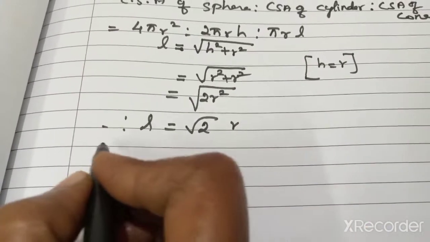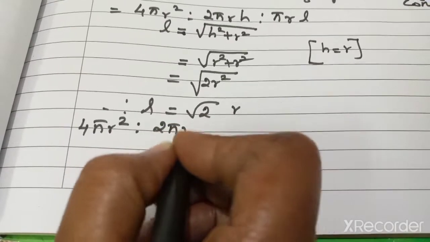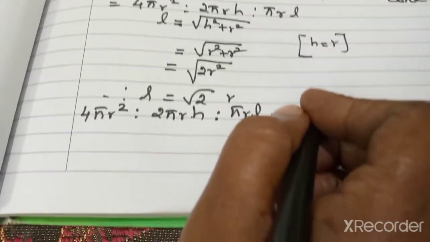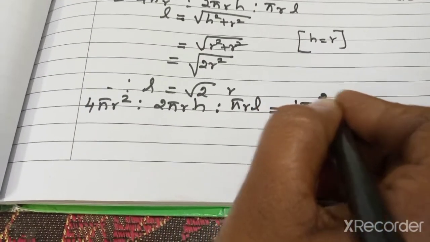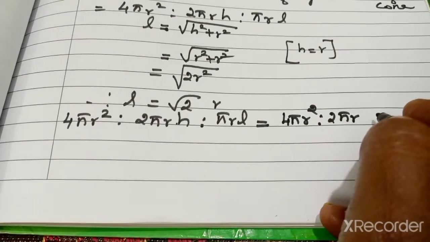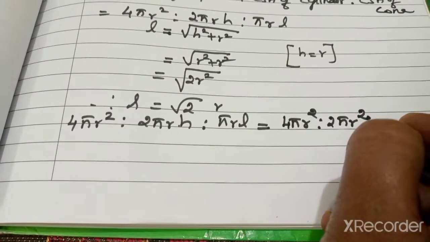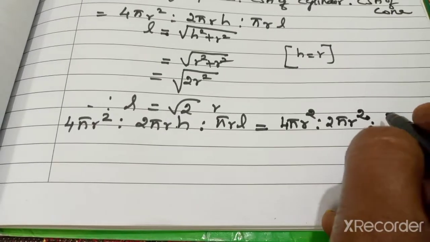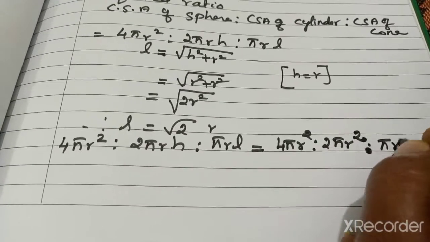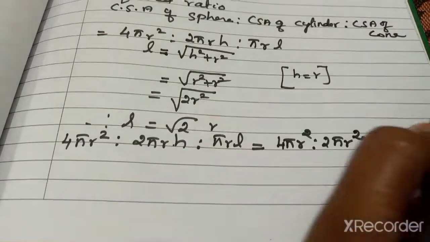Okay, next the ratio. Let us write 4 pi r squared is to 2 pi r h is to pi r l. Here 4 pi r squared is to 2 pi r, and height is also r, so in place of height we can give r, so it becomes 2 pi r squared is to pi r L. L is the formula for the CSA of the cone, pi r into L. In place of L we can write root 2 into r.